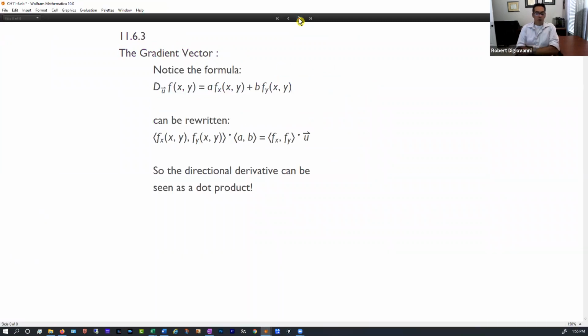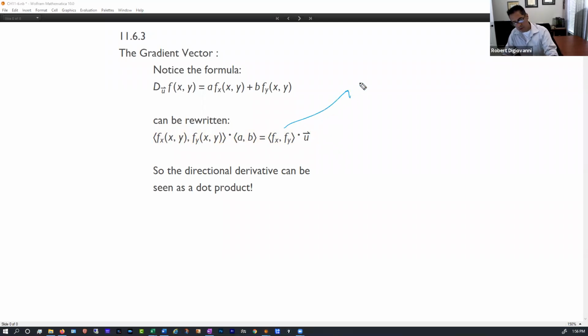So we want to notice something about this formula. Here's the formula, right? That's the formula for the directional derivative. Could we not write it in a different way? This is more like, do you agree or disagree that we could write it this way? Couldn't we just say it's this vector right here, dotted with the u vector? So let me write this out.